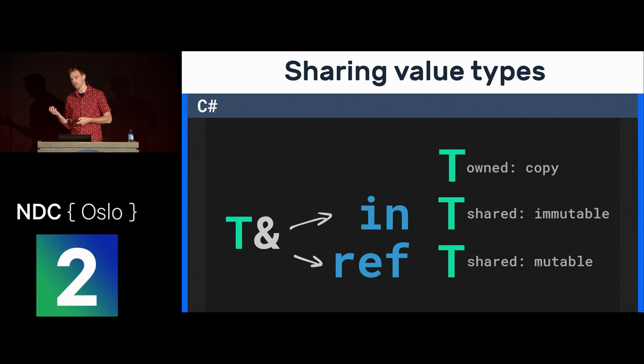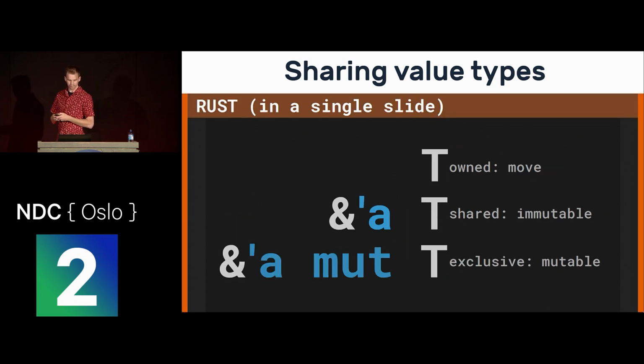They allow us to share data in a memory-safe way. Rust has its own safe way of sharing value types, and those are references. So we talked about the own T move semantics. Rust has shared immutable references, and it has exclusive mutable references. And so the rules in Rust are you may have a bunch of shared immutable references, or you may have one single exclusive mutable one, and you can only mutate data through a mutable reference.